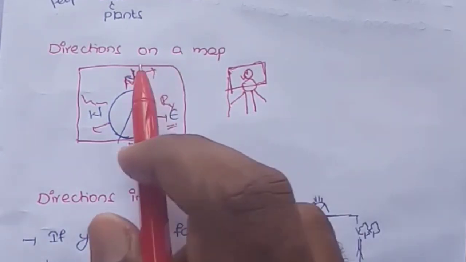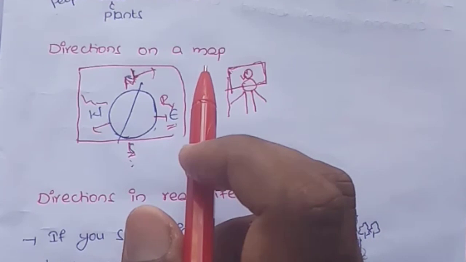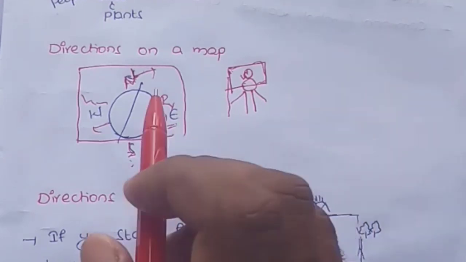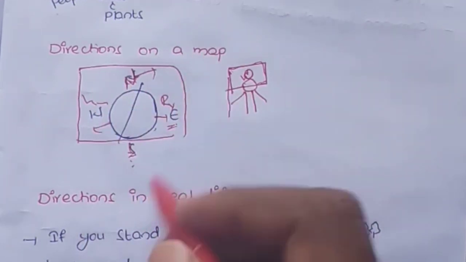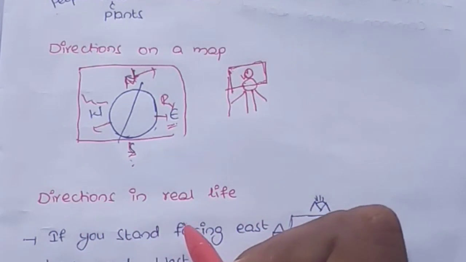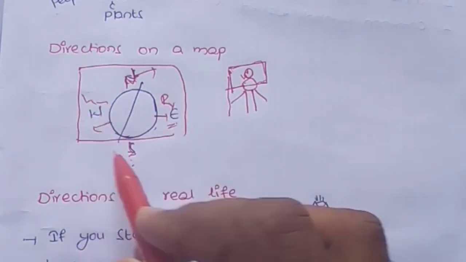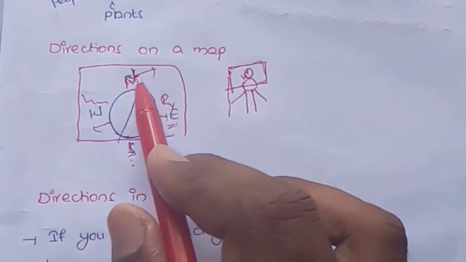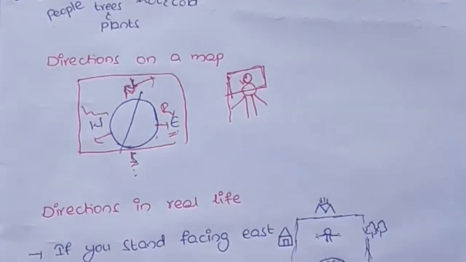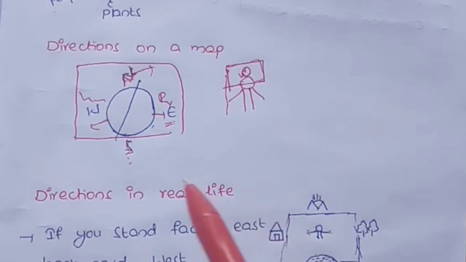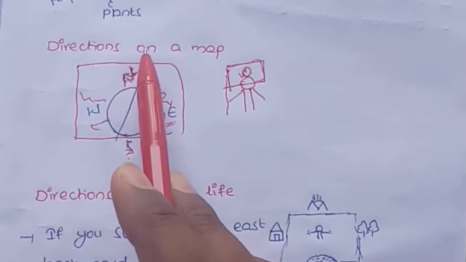The directions are of two types. For example, directions on a map will be different from directions in real life. When you are drawing a map, the directions are mentioned differently on the map, and in real life, if you are moving from one place to another, the directions will be different. So first let us discuss the directions on a map.